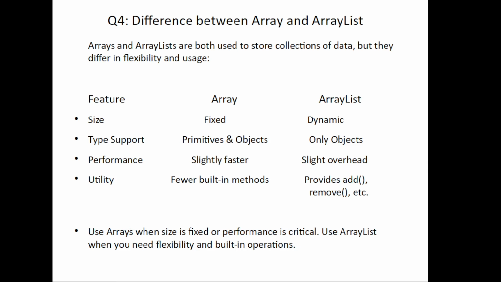So key differences here is array is fixed in size and ArrayList is dynamic in size. Array can hold primitives and ArrayList only holds objects. And on the basis of performance, array is slightly faster than ArrayList, and there are fewer built-in methods in array, and ArrayList has many helpful methods like add and remove. So use array when you know the size in advance and need performance, and use ArrayList when you need a flexible growable list and want built-in utility methods like add, remove, contains.